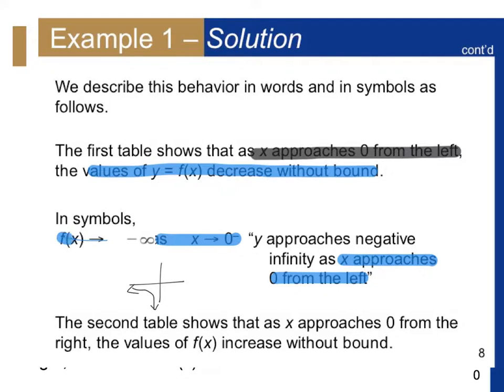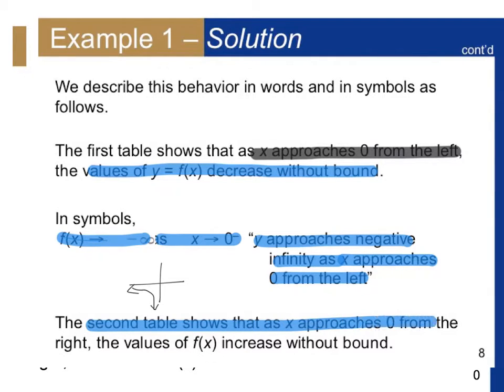So we're saying y approaches negative infinity as x approaches 0 from the left. Those are the symbols for that. Our second table shows that as x approaches 0 from the right, the values of f of x increase without bound. In other words, as x approaches 0 positive, y, or f of x, approaches positive infinity.